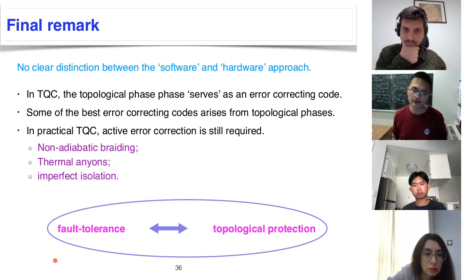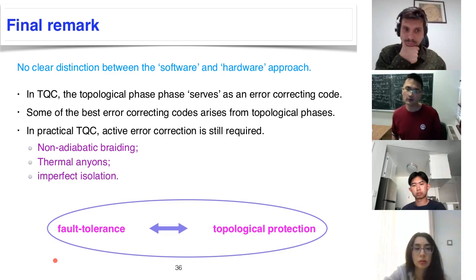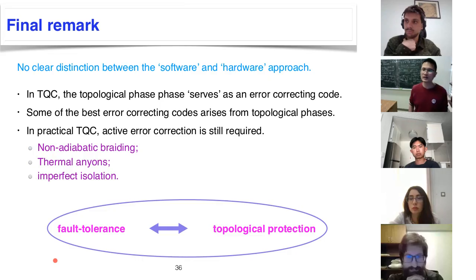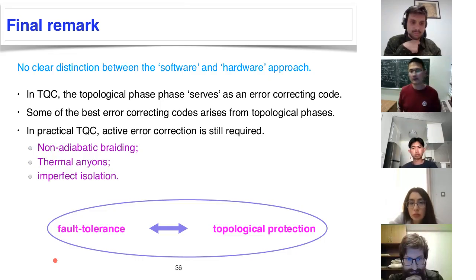From a different perspective, even for the software approach, some of the best quantum error correcting codes actually arise from the ground state space of topological phases. So really, these two approaches are related to each other.